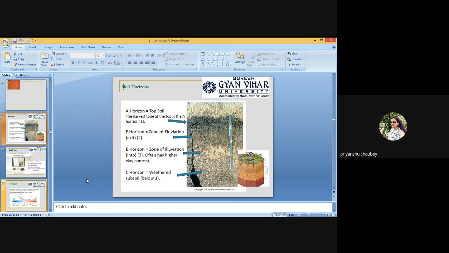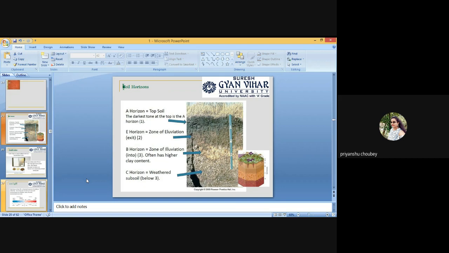A specific pedogenic process can be categorized into two groups, zonal groups and interzonal groups. Zonal groups are the soil forming processes that act under a prevailing condition of climate and biosphere active factor. It's a zonal soil forming process.